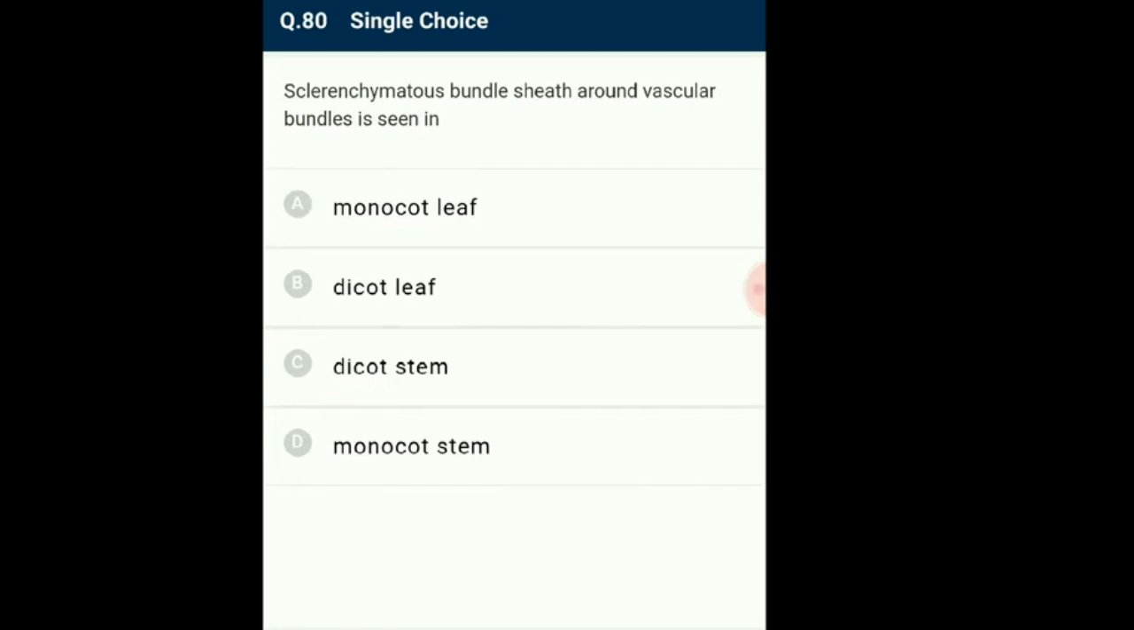Question number 80. Sclerenchymatous bundle sheath around vascular bundles is seen in which of these? Vascular bundles surrounded by bundle sheath cells are seen in monocot leaf, dicot leaf, and monocot stem. In leaves, the bundle sheath cells are made up of parenchyma. In scattered vascular bundles of monocot stem, bundle sheath cells are sclerenchymatous. So the answer for this question is monocot stem. So the correct option is D.